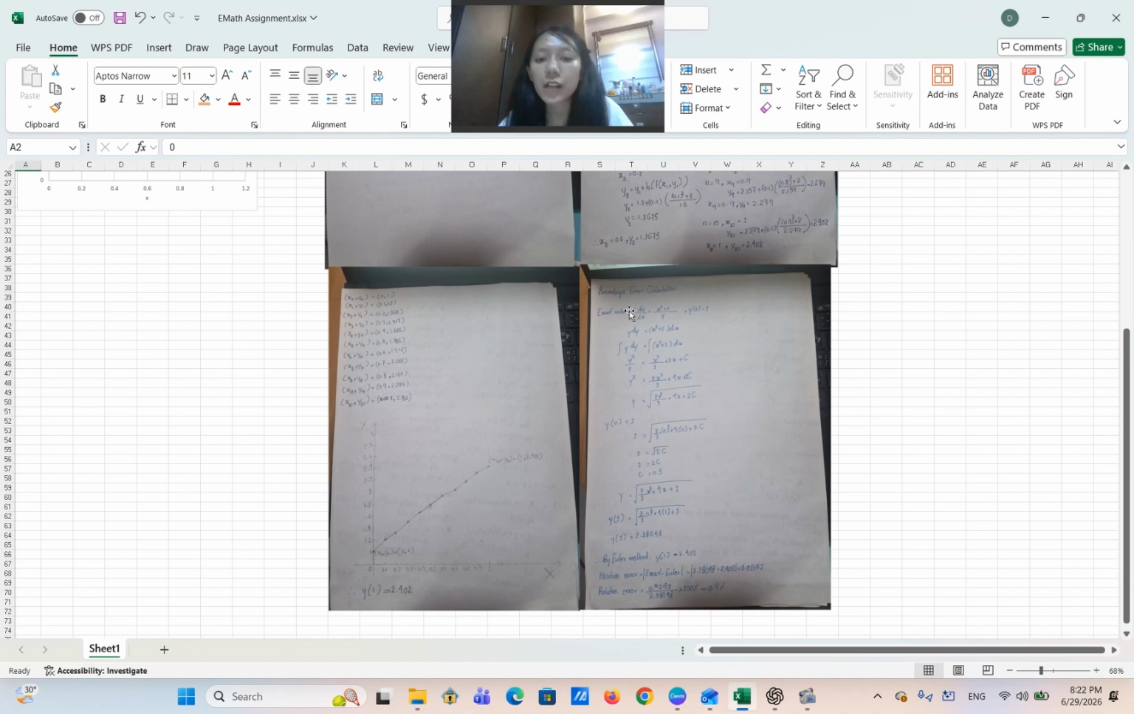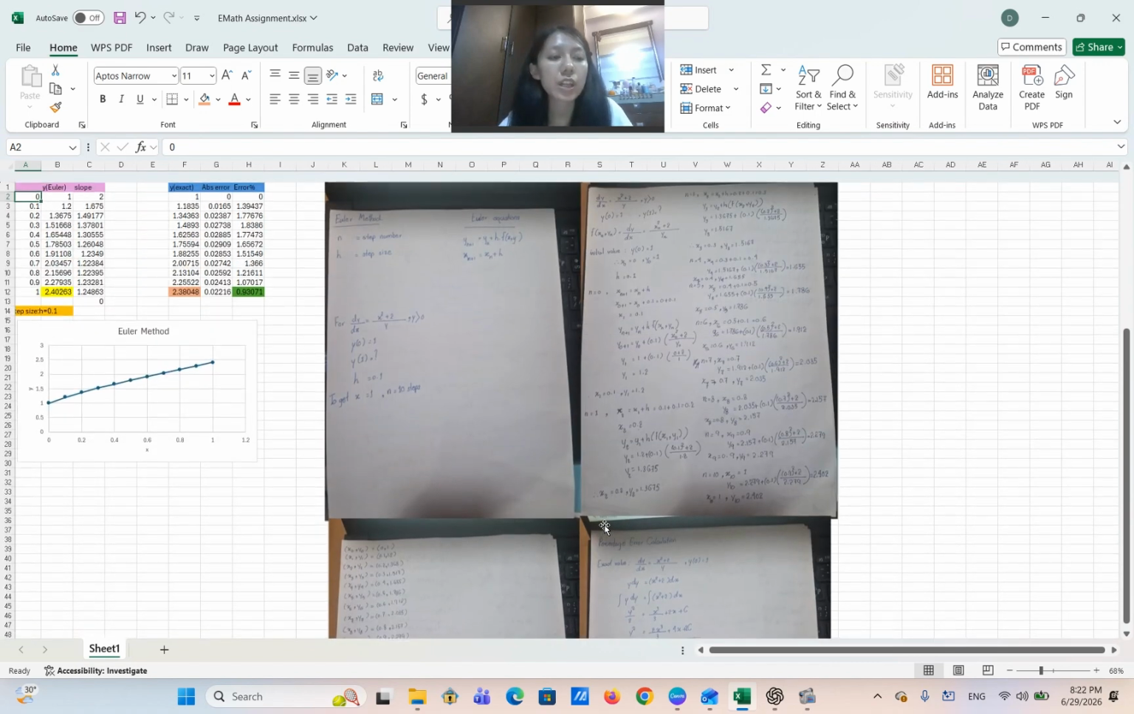To calculate the percentage error, I have to find the exact value of y(1), so I use the analytical way. Then I got 0.38048. Then I got the relative error, which is the error percentage, of 0.9. Now let me show you in Excel.